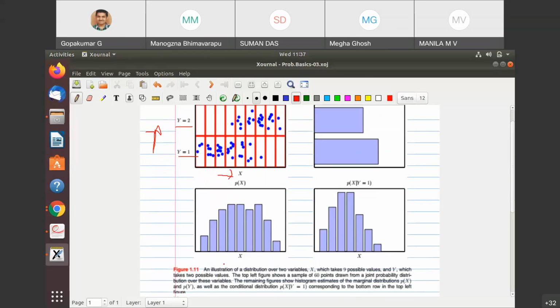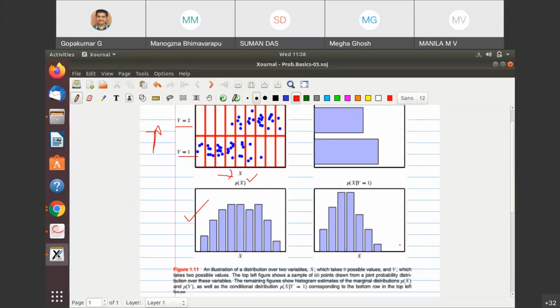And similarly, if you come to the bottom left diagram, that is a distribution of how the values of x fall. So how many are there with x equal to 1, x equal to 2, x equal to 3, etc. That is a distribution of the probability of x in this case.